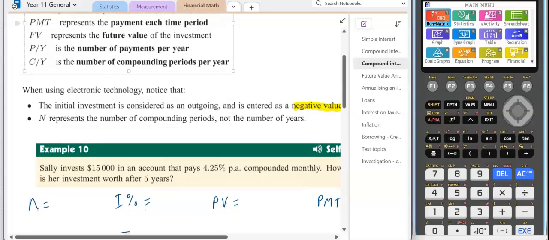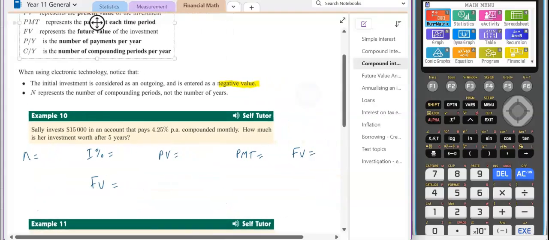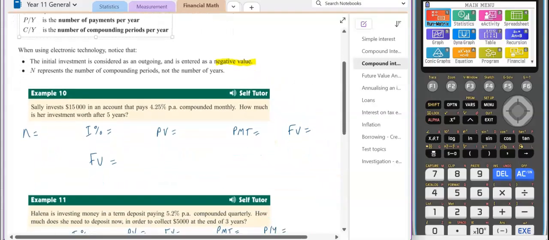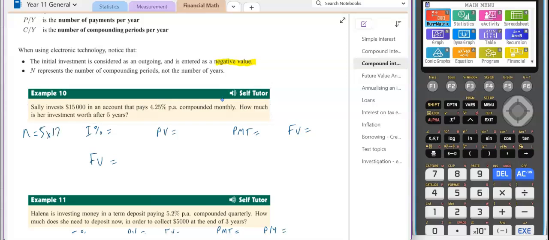Okay, let's go ahead and look at our first example here. And from the question, we can work out what those values are. So it says here, Sally invests $15,000 into an account that pays 4.25% per annum, which is compounded monthly. How much is her investment worth after 5 years? So first of all, N, the number of compounding periods, because it's 5 years and interest is compounded monthly. N is 5 times 12 or 60.